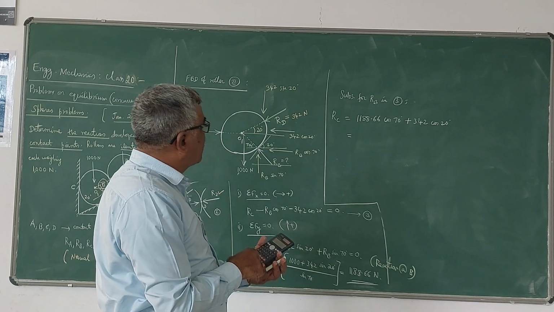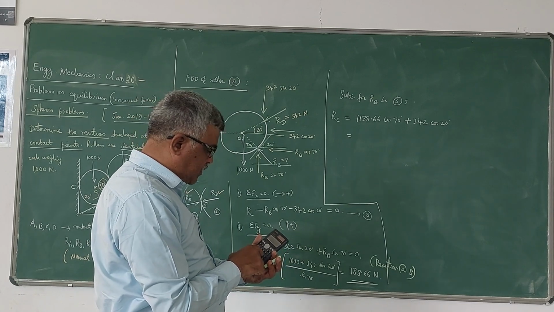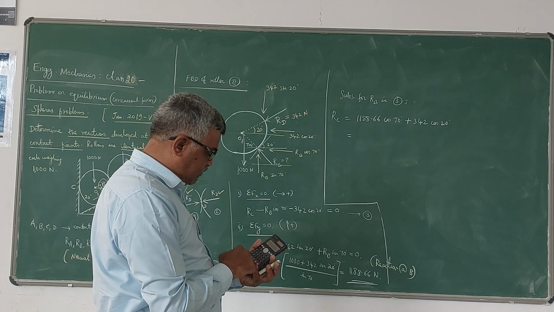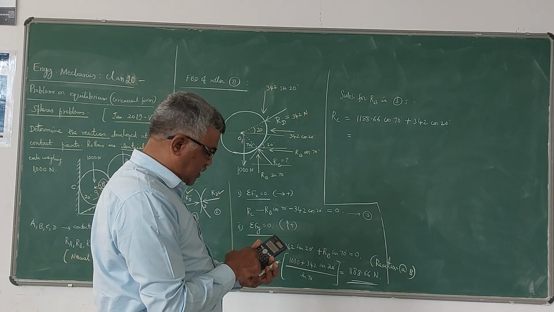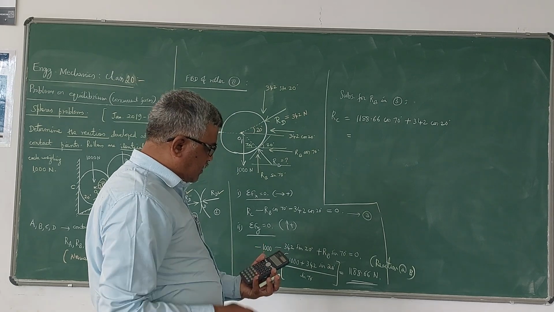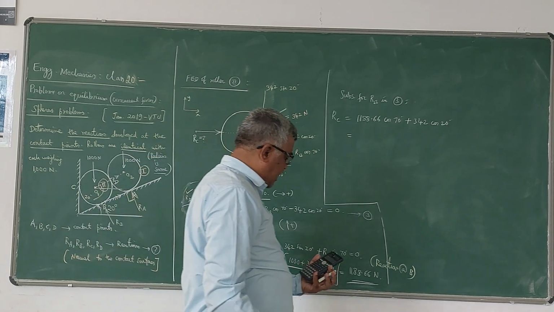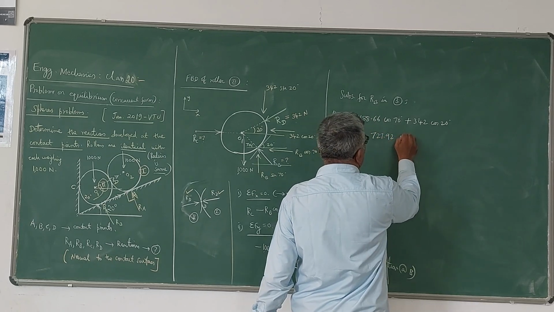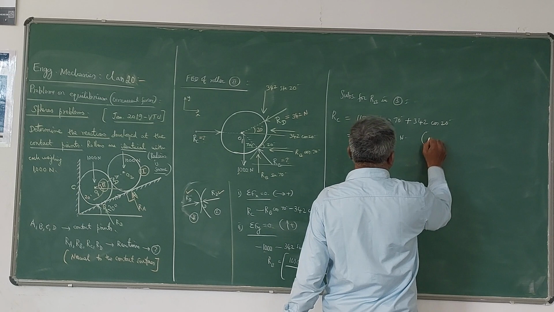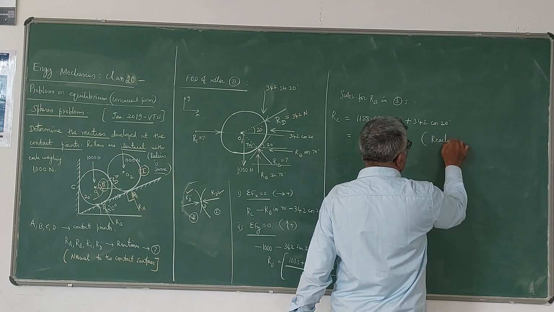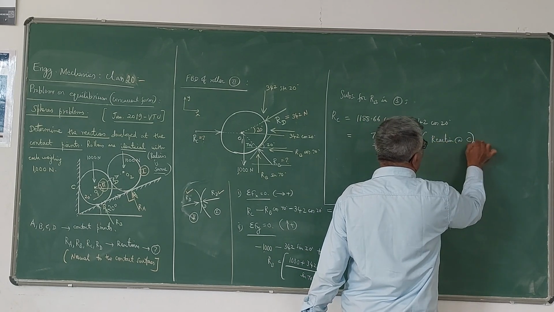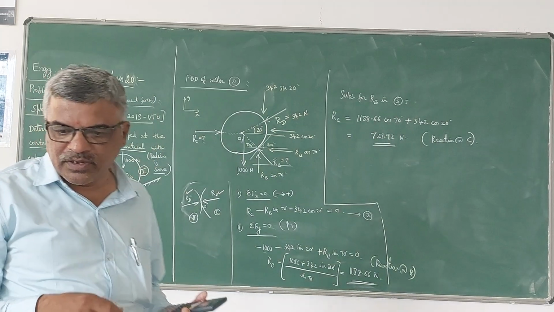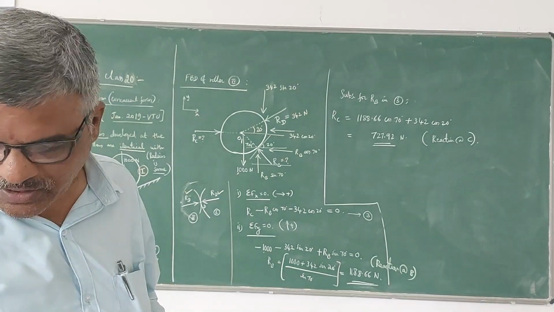So 1188.66 into cos 70 plus 342 into cos 20. So it is 727.92 Newton. So this is the reaction at C. So these are the answers. So we got the values of all the 4 reactions now.